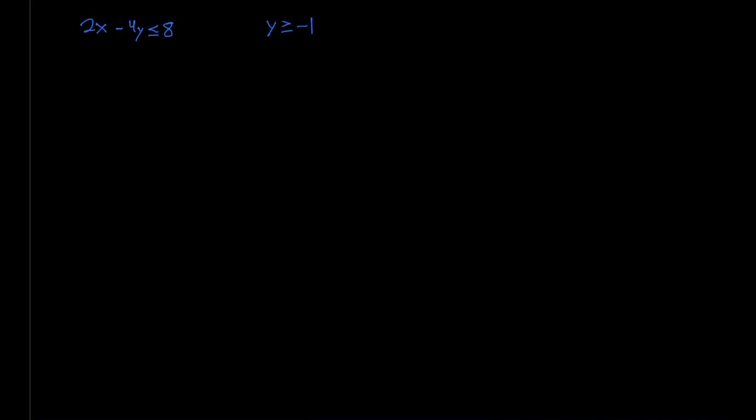So we'll get y by itself on one side. First, we'll go ahead and subtract 2x from both sides. And you can put that in front of the 8. We'll need to divide this -4 from both sides.